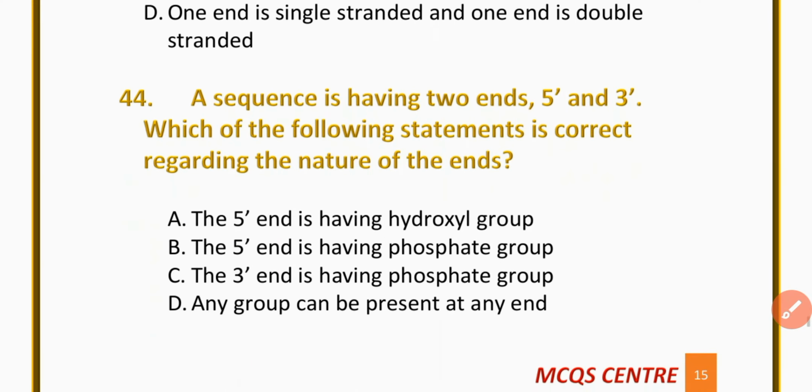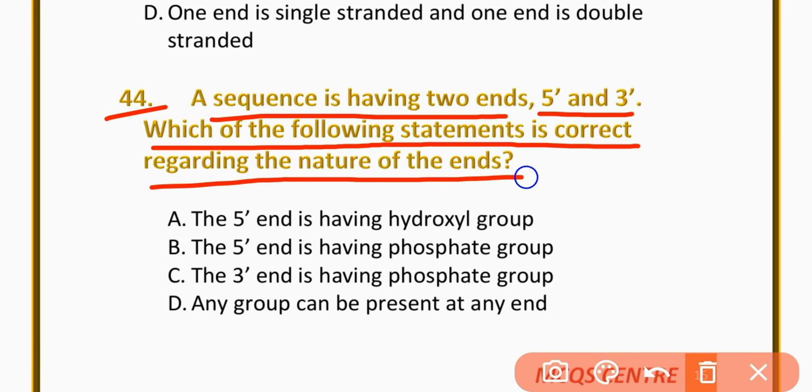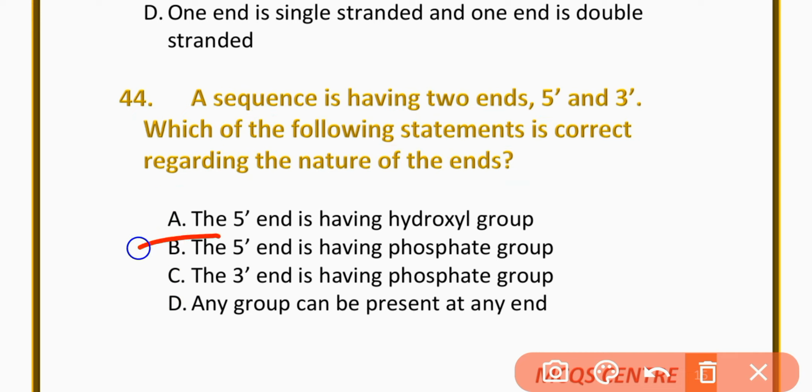MCQs 44. A sequence is having two ends, 5' and 3'. Which of the following statements is correct regarding the nature of ends? A. The 5' end is having hydroxyl group. B. The 5' end is having phosphate group. C. The 3' end is having phosphate group. D. Any group can be present at any end. The correct option is option B. 5' end is having phosphate group.